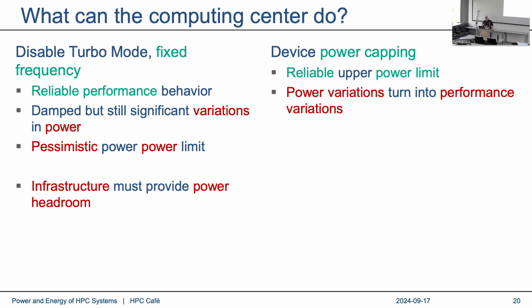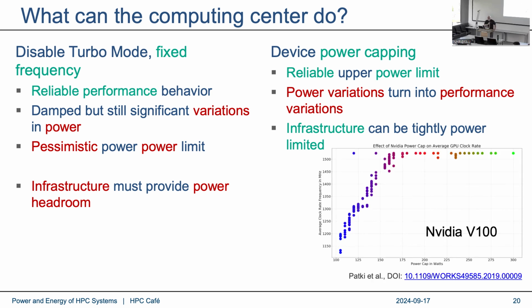You may not want that because it means that a job running on those CPUs will have different runtimes for all its CPUs. So you're introducing load imbalance artificially. So power variations turn into performance variations. The good thing is, from a computing center point of view, the infrastructure can be tightly power limited. So if I limit the power of my cluster to 1 megawatt, I can design my power supply to 1.05 megawatts and be fine because the power capping just works. That is good. I don't have to provide extra headroom for the power supply.